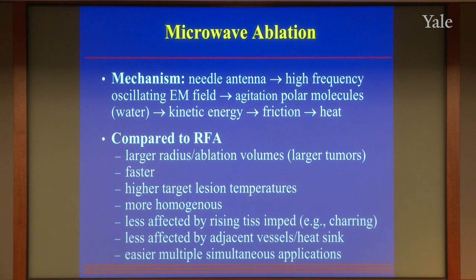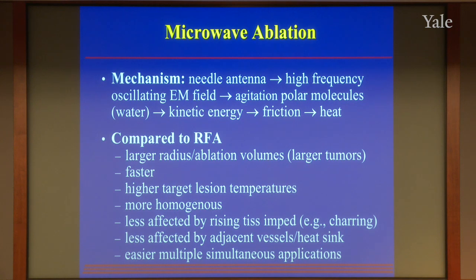Microwave ablation involves also placing a needle, which is an antenna, into the tumor that creates a high-frequency oscillating electromagnetic field. This agitates polar molecules, which is principally water. That creates kinetic energy, friction, and heat. And compared to RFA, this tends to give a larger radius of ablation. So it's a little bit better for larger tumors.